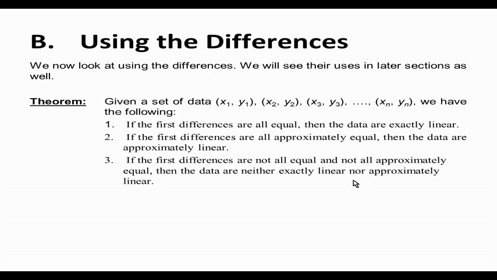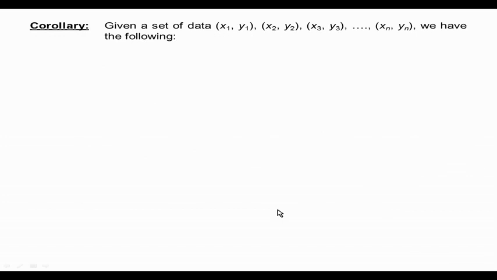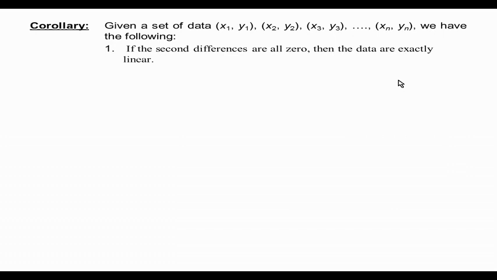Okay, now remember, the second differences are the differences of the first differences. So based upon that, we have the following corollary. Because again, the second differences are calculated as differences of the first differences. So corollary. Given a set of data, x1, y1, x2, y2, x3, y3, and so on out to x sub n, y sub n, we have the following. Number one, if the second differences are all 0, then the data are exactly linear.